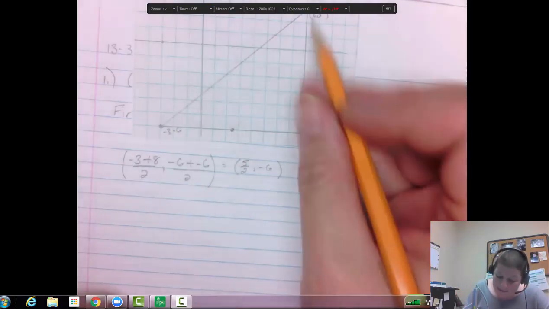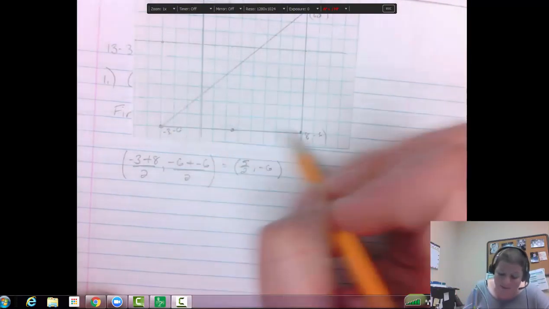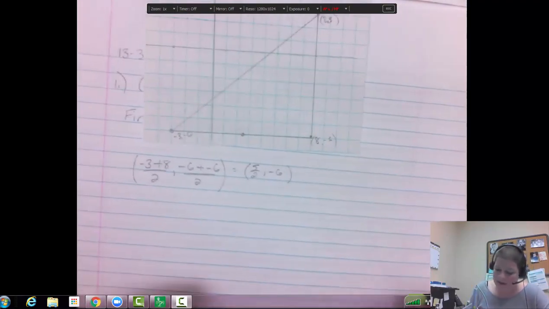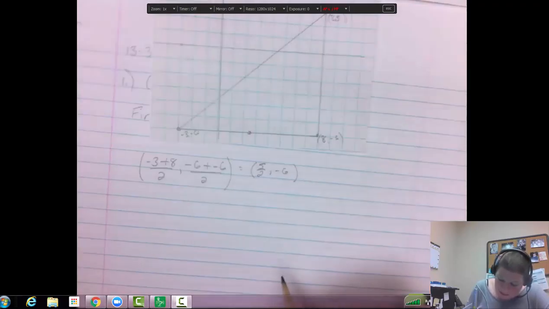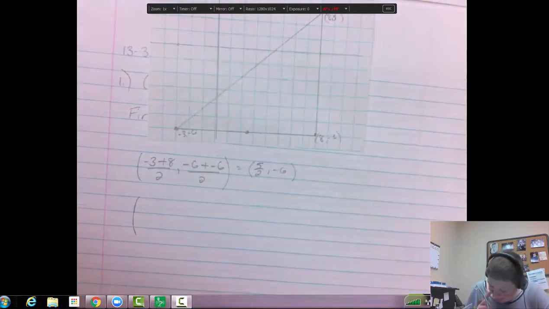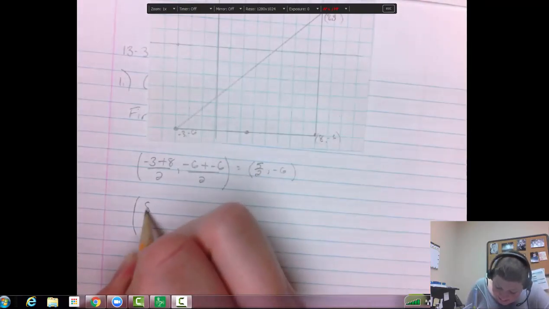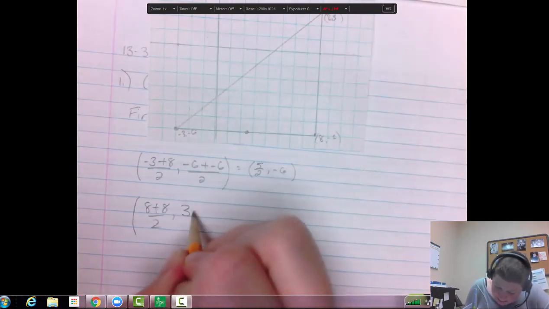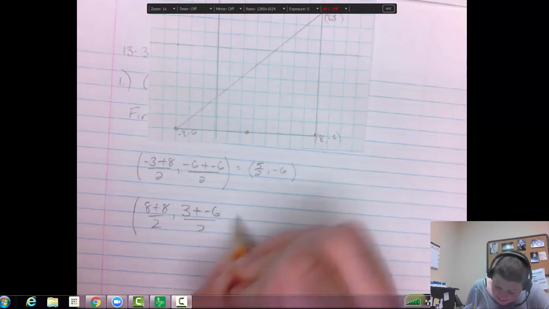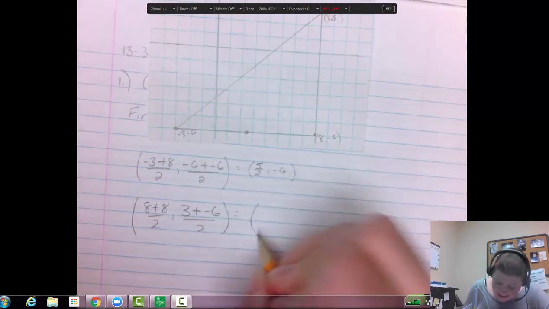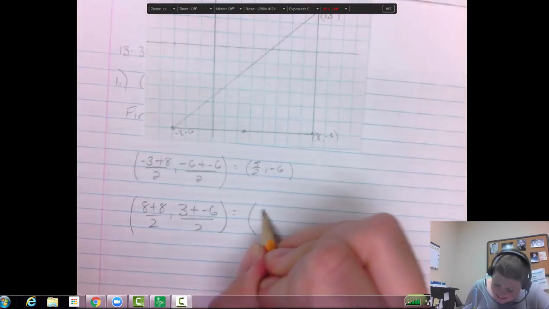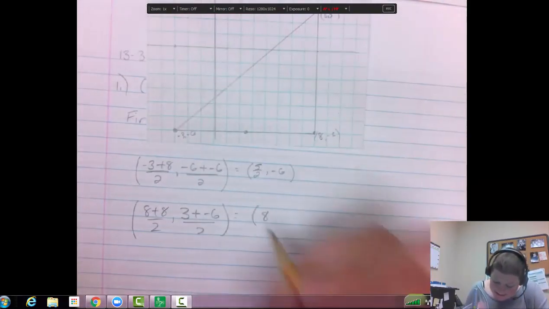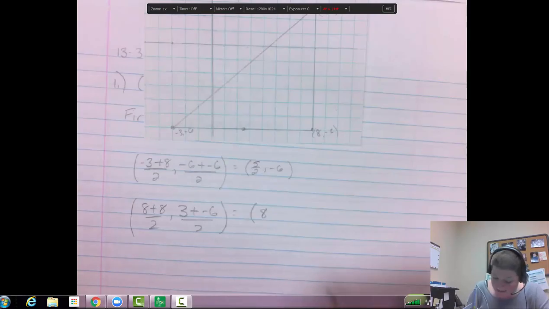Now I'm going to find the midpoint of this line over here, and I picked the vertical and horizontal because it's easier. So do that if you have those. So midway point between these two. I would take 8 plus 8 for the x's, and I would divide that in half. And for the y's, I would take 3 plus -6 and divide that in half. That's going to give me 8 plus 8 is 16, divided in half is 8. And then 3 minus 6 is -3 halves.